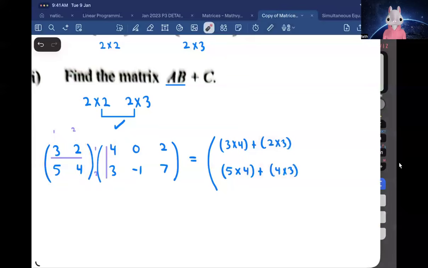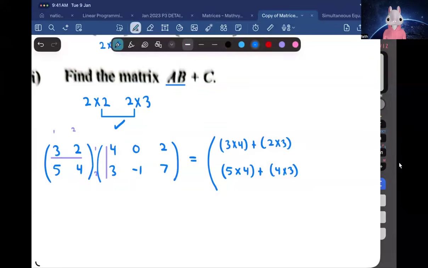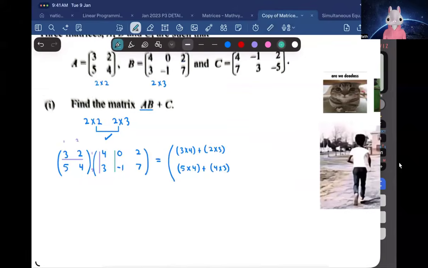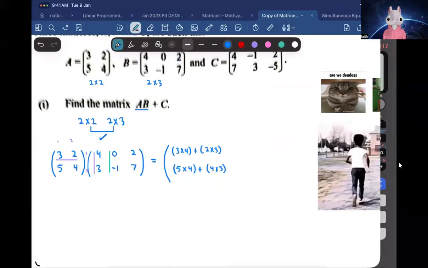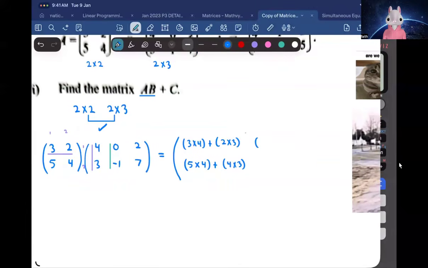Yes. Right. So we're going to move on to the other column now. If I do the other column now, tell me what to write. 3 by 0, plus 2 by minus 1. So you finish multiplying the 3 and the 2 by the 0 and the minus 1. You're going to move on to the other row now. So you tell me what to write.